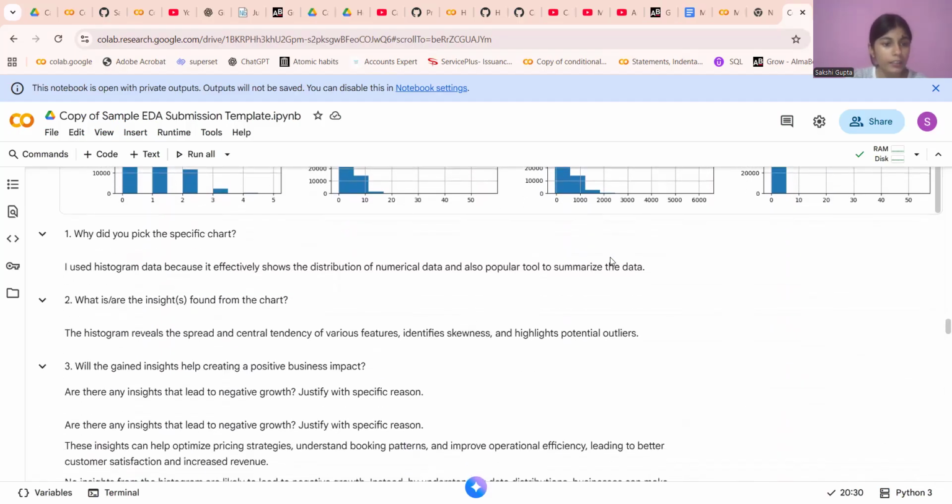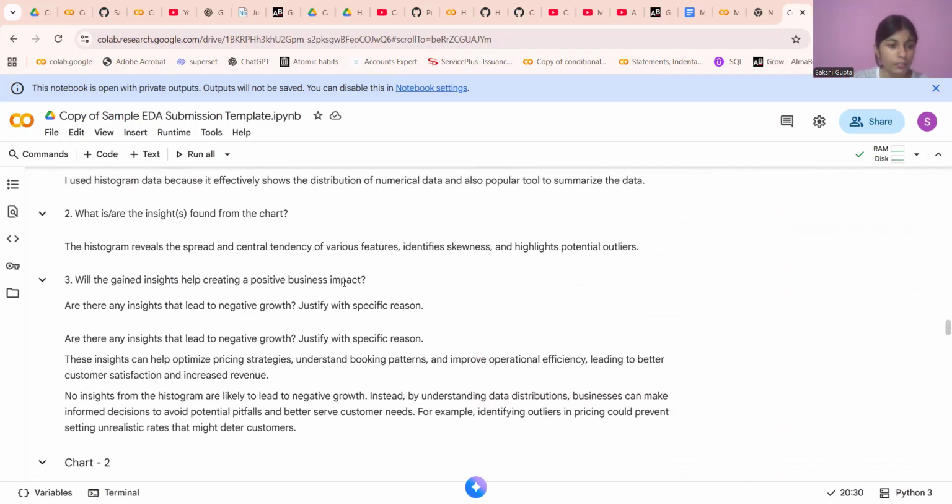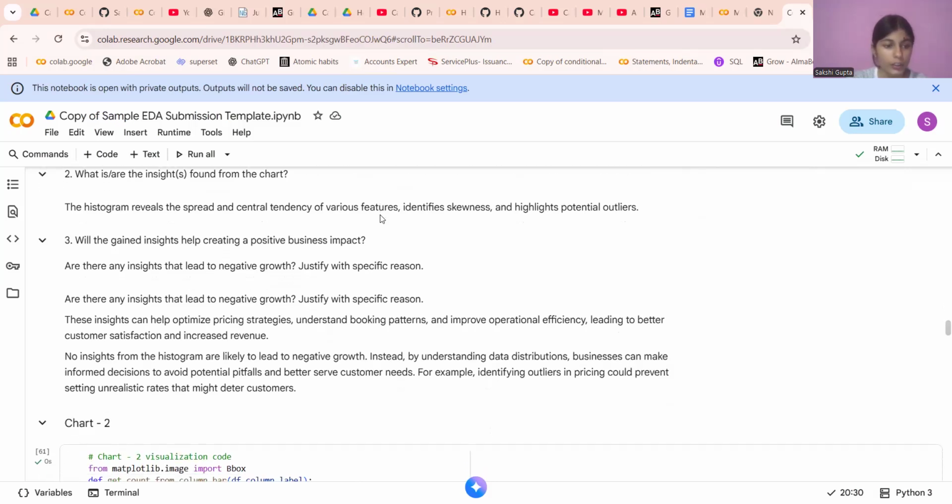Why did you pick the specific chart? I use a histogram because it efficiently shows the distribution of numeric data and is also a popular tool to summarize the data. What is the insight found from the chart? The histogram reveals the spread and the central tendency of the various features, and identifies and highlights the potential outliers.